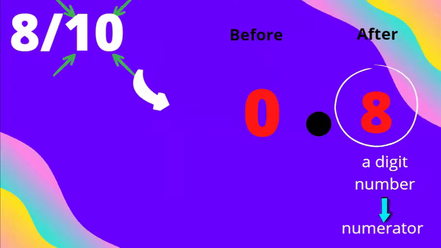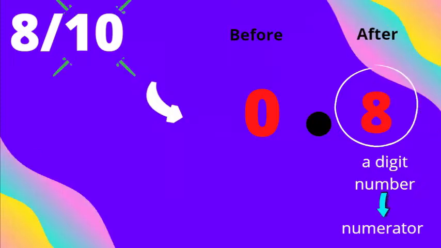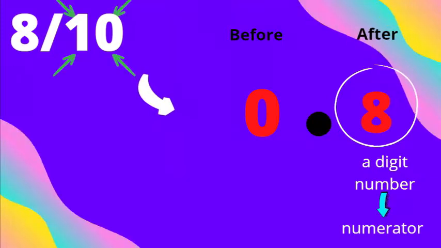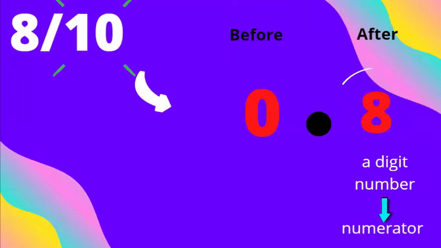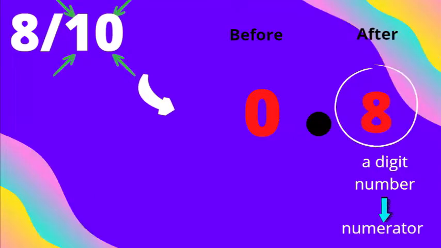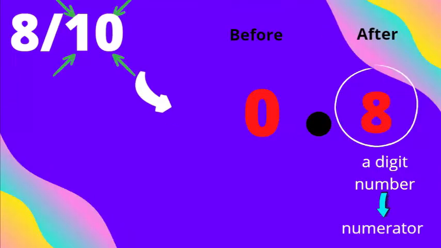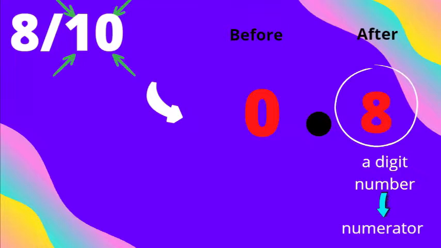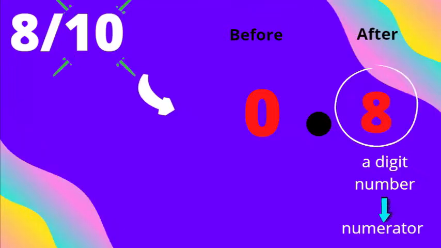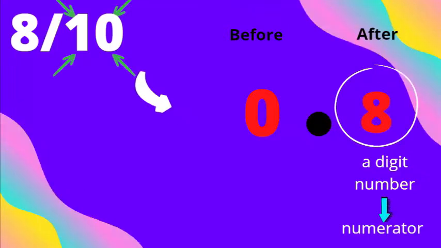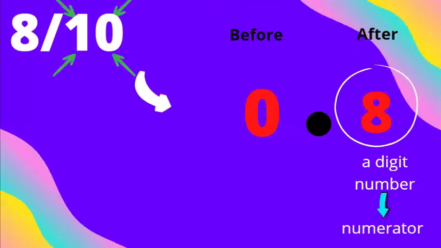Let's try another example, 8/10. So how can we convert it? The fraction already is in base 10, or has 10 as the denominator. So you just need to write the dot, then write 0 before the dot, then write number 8 after the dot. So you will get 0.8.